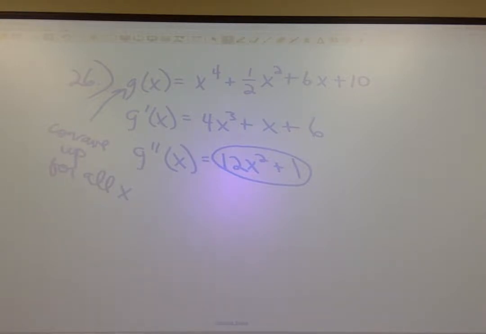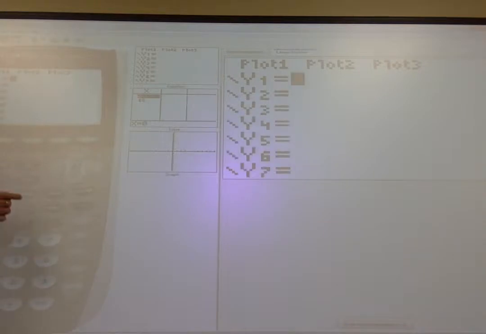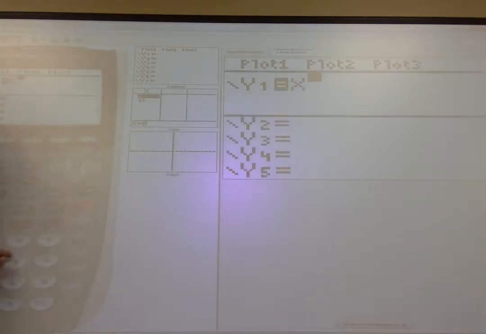So it's not going to have any impact. No, it wouldn't. Because see, let's graph it. Well, because you're going to find 0 from the second derivative. X to the fourth plus 1/2 x squared.